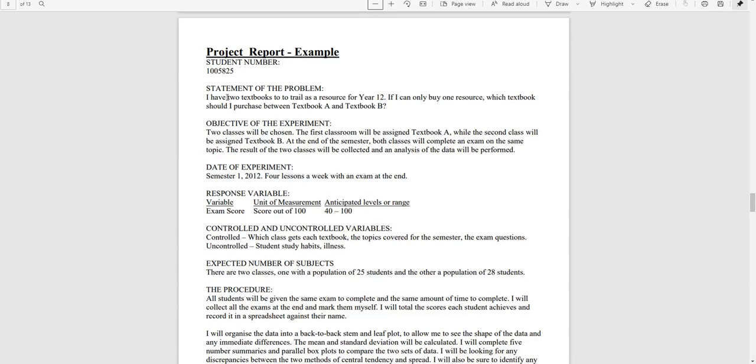And here is an example. The statement was, I have 2 textbooks to trial as a resource for Year 12. I can only buy one of them, so I need to know which one I should purchase between textbook A and textbook B. So 2 classes will be chosen. The first class will have textbook A. The second class will have textbook B. At the end of the semester, both classes will complete a test on the same topic, and the results of the 2 classes will be collected and analysed.